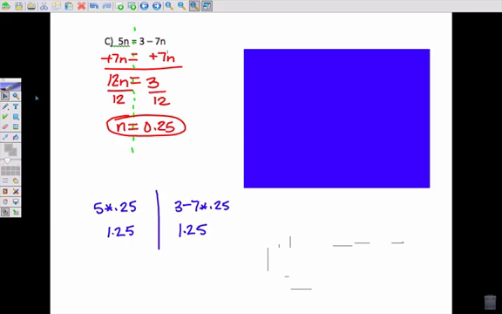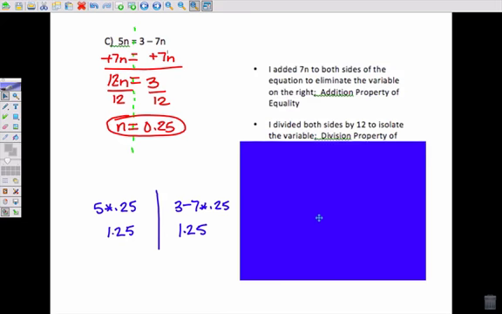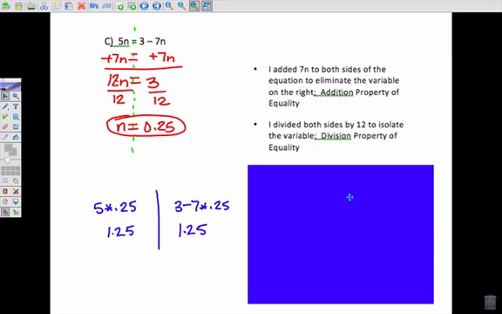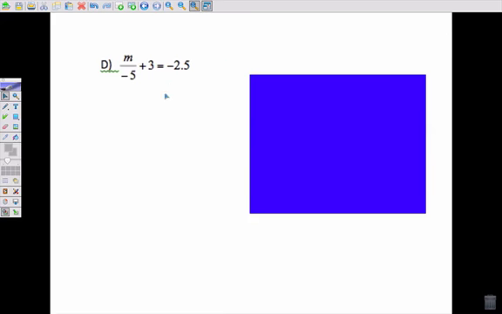Now, just looking at the justification here for this one: what I did, why I did it, and what property allowed me to do it. I added 7n to both sides of the equation to eliminate the variable on the right because of the addition property of equality. And then I divided both sides by 12 to isolate the variable because of the division property of equality.